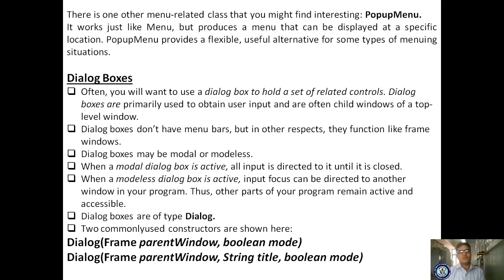Wherever the free space is available, if you right click on that free space, a drop down list appears. That drop down list is called a pop-up menu. Pop-up menu provides a flexible, useful alternative for some types of menuing situations. We will see these pop-up menus are very helpful and provide flexibility in our menuing situations.